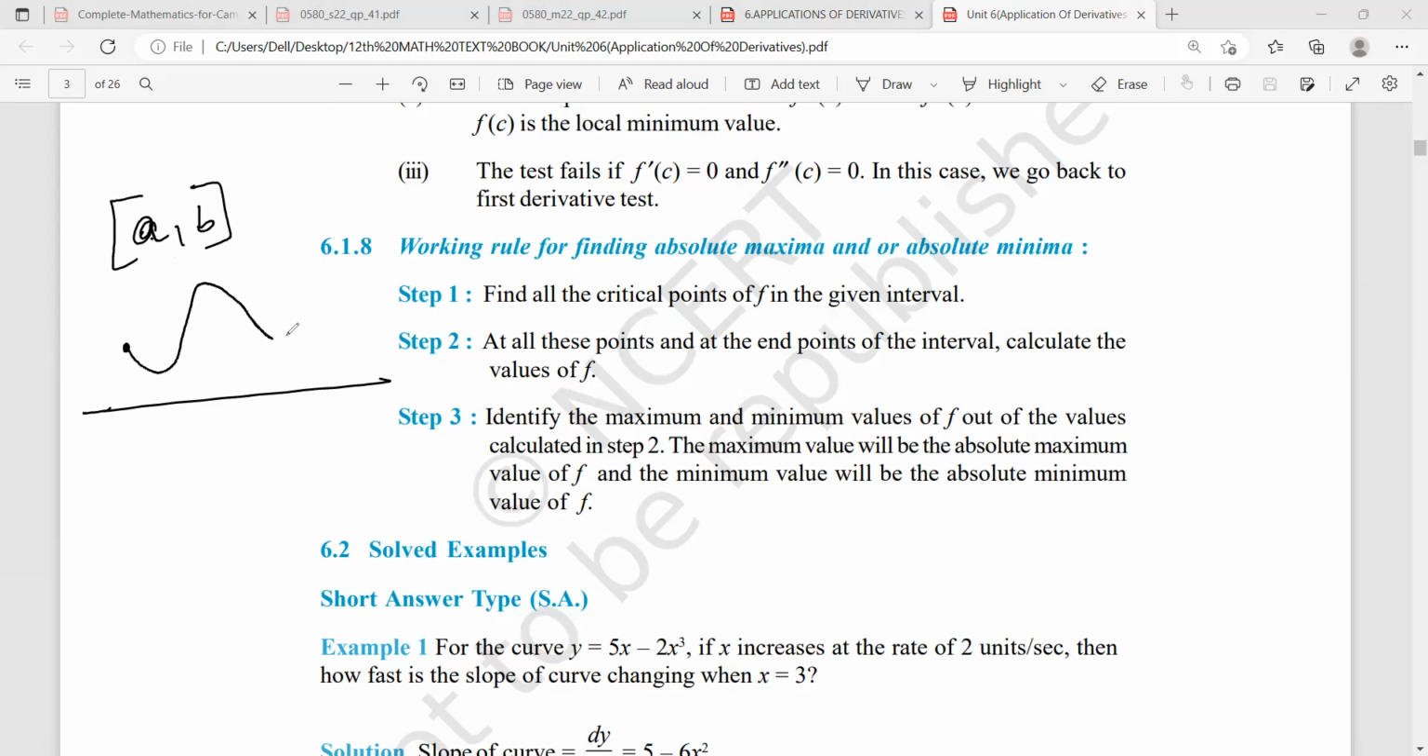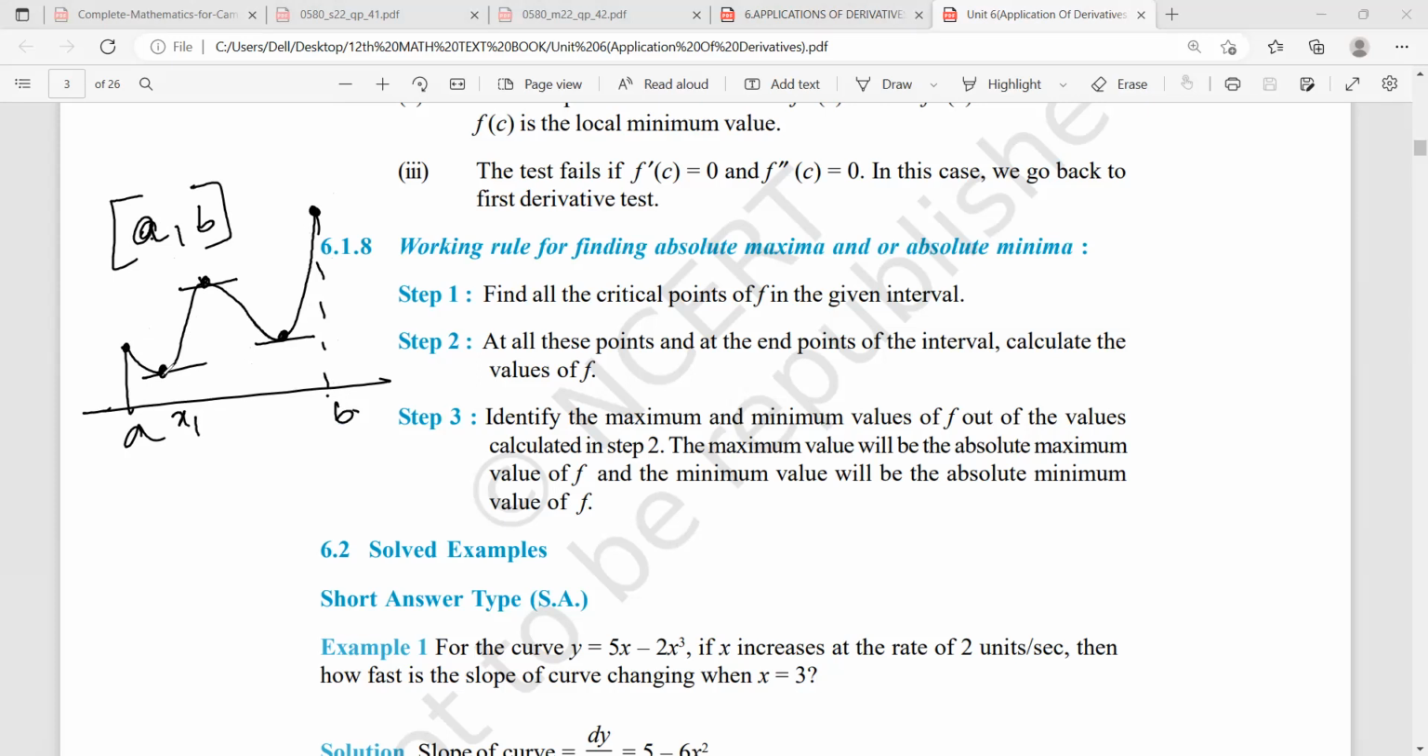Let's say you have a graph like this. This is a maximum and this is also a maximum, right? Yes, sir. So you have to substitute these 3 points, then the minimum points. Then you will get all the points. These are the critical points you get. And here this is A and this is B. You have to substitute all these points.